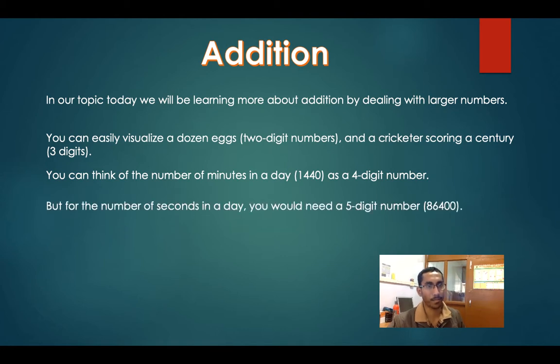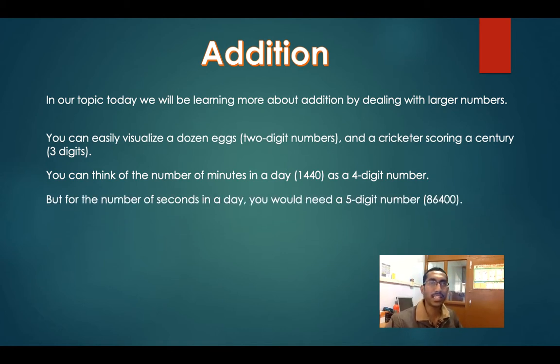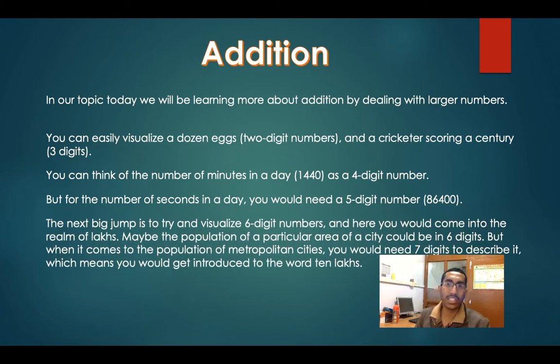Yes, it is. But for the number of seconds in a day, you would need a 5-digit number, which is 86,400 seconds in a day. But the next big jump is to try and visualize 6-digit numbers, and here you would come into the realm of lakhs. Maybe the population of a particular area of a city could be in 6 digits. But when it comes to the population of metropolitan cities, you would need 7 digits to describe it, which means you would get introduced to the word 10 lakhs.